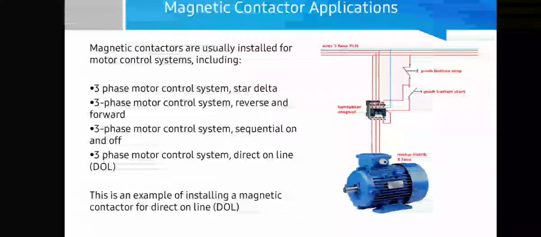Okay, the next is magnetic contactor application. Magnetic contactors are usually installed for motor control systems, including the three-phase motor control system star delta, the second one is the three-phase motor control system reverse and forward, the three-phase motor control system sequential on and off, and the last one is the three-phase motor control system direct online, or usually we call it DOL.